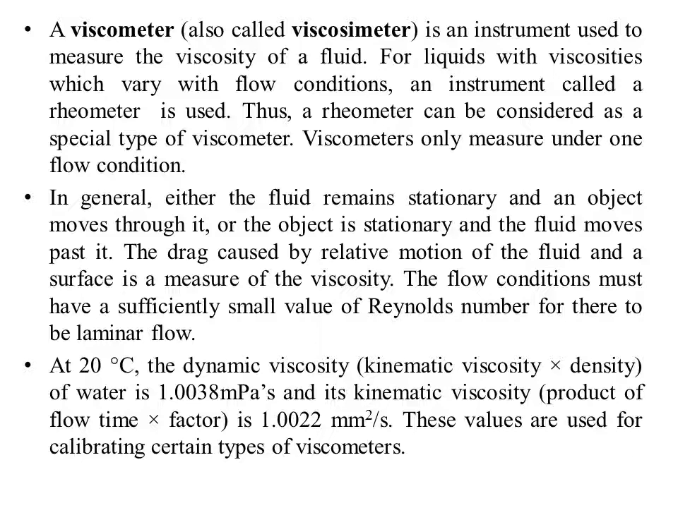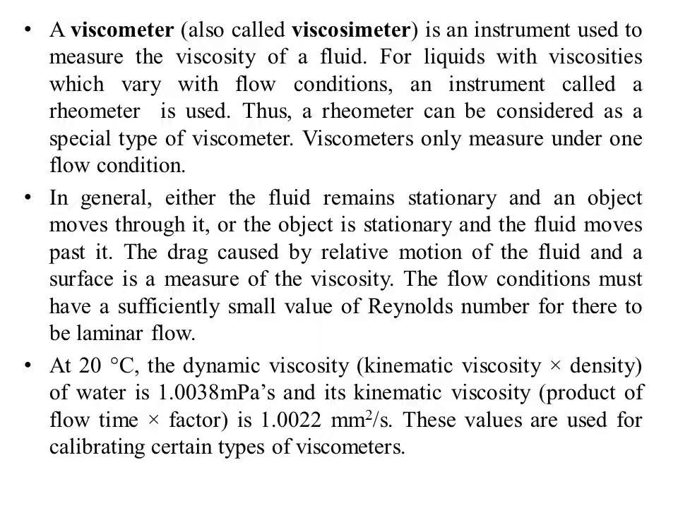Viscometers only measure under one flow condition. In general, either the fluid remains stationary and an object moves through it. While measuring the viscosity, we may keep the fluid constant, put an object in it, and measure the travel time, and thus the viscosity. Or you can make the fluid flow, or the object is stationary and the fluid moves past it. The drag caused by the relative motion of the fluid and the surface is a measure of the viscosity.